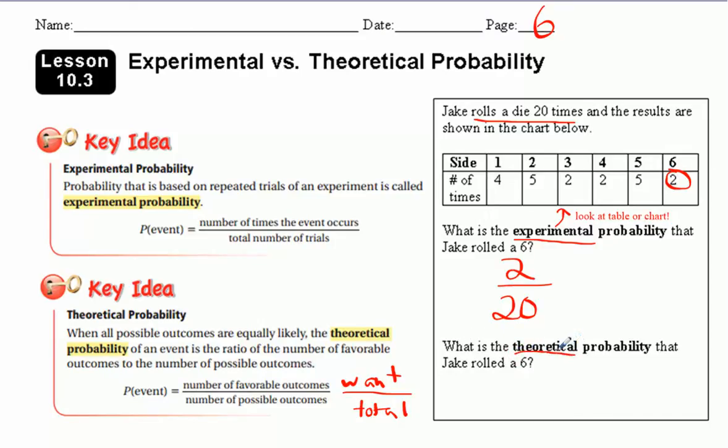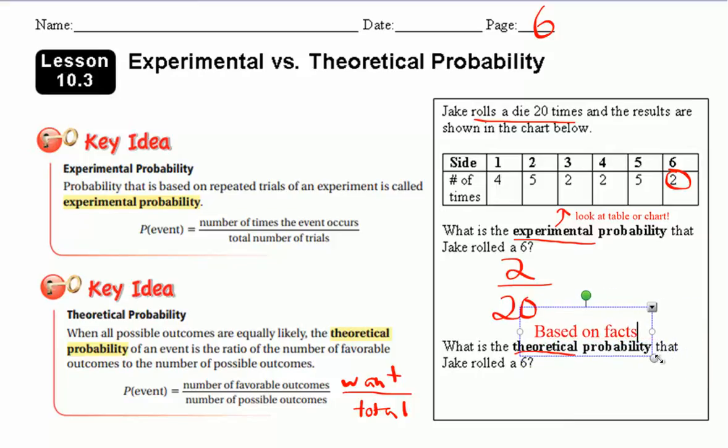Again, this time, I'm not looking at the chart at all. I'm thinking about what I know before I even rolled the die. All I know is based on what I know about a die. So I'm going to write this in little words, based on facts. What do you know about a die?